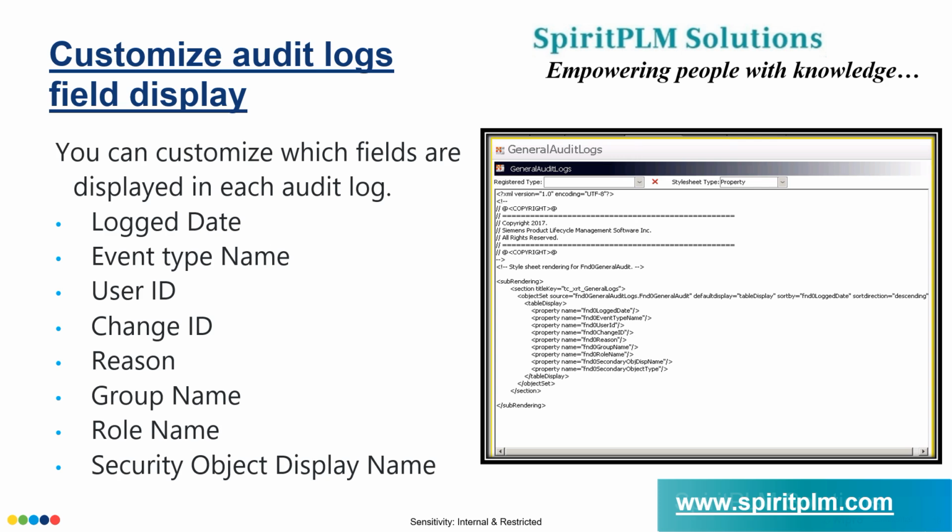There is one preference called general audit logs, and using that you can change your properties. For example, property name, you can specify here, let's say login date, event type, user ID, changed ID, reason, group name, role name, security object display name. So you can change as per the need. That is called audit log display. You can customize it. There is a default audit log called general audit log, which is a default style sheet, and you can modify it.